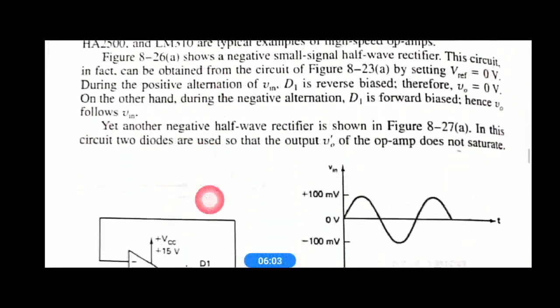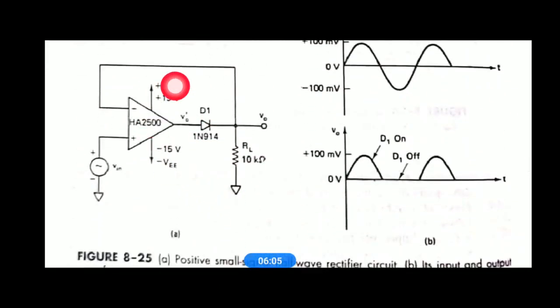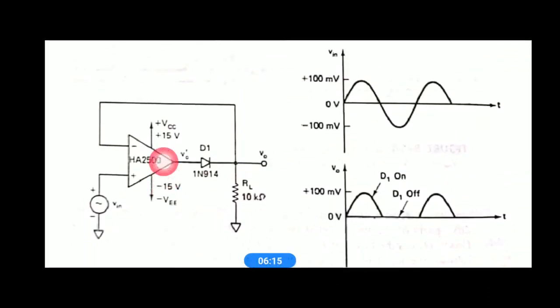Here you can see a circuit which we utilize to rectify an input signal which is very small, in milli. That small signal we can easily rectify by using an op amp with a diode D1 here. Here we are applying an input voltage of peak to peak 200 milli, positive 100 milli and negative 100 milli.